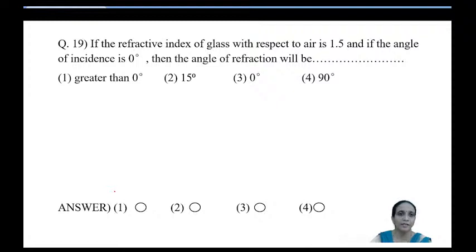Question number 19. If the refractive index of glass with respect to air is 1.5 and if the angle of incidence is 0 degrees, then the angle of refraction will be, first option greater than 0 degrees, 15 degrees is the second option, third option is 0 degrees, fourth option is 90 degrees. So your correct answer is the third option, 0 degrees.